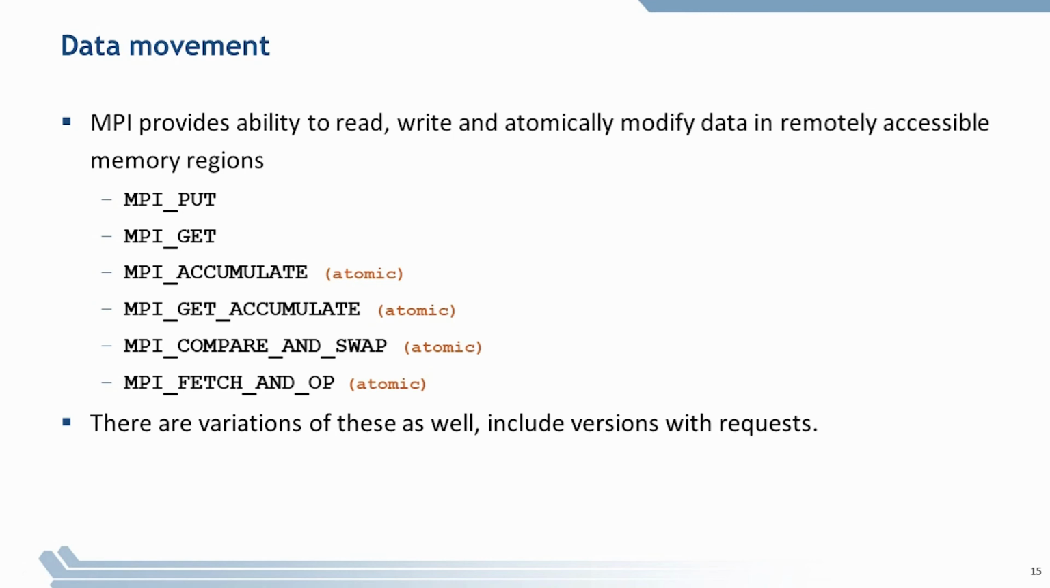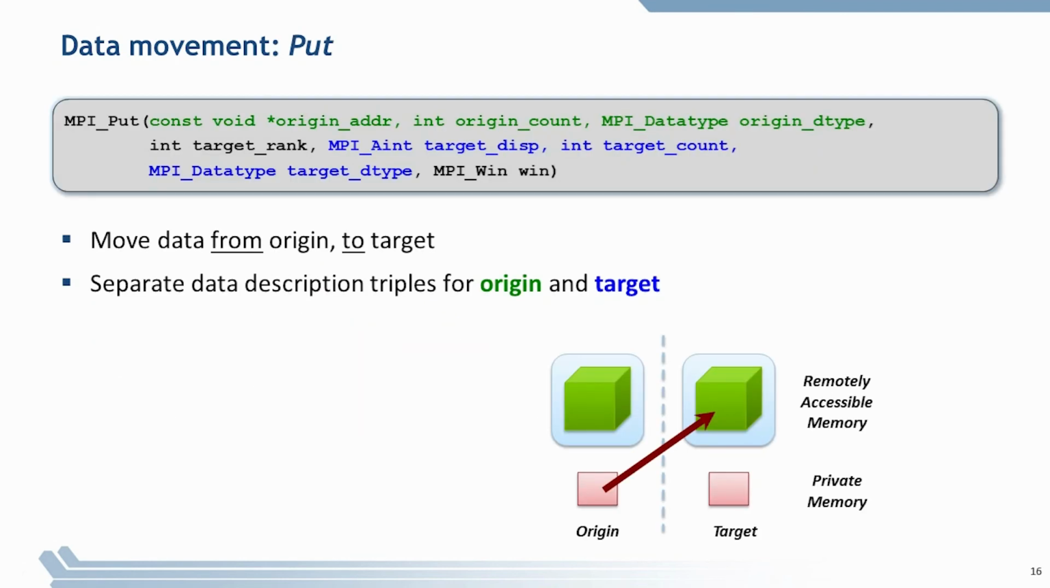And then there are some special cases. There's a compare and swap and a fetch and op. The fetch and op is a short form of get accumulate. Good, for example, say I have a remote counter that I want to update atomically. I can do that very easily with fetch and op. Okay, so what do these look like? And again, they have fairly lengthy argument lists, but if you break them down, it's very simple. It's pretty obvious what they are.